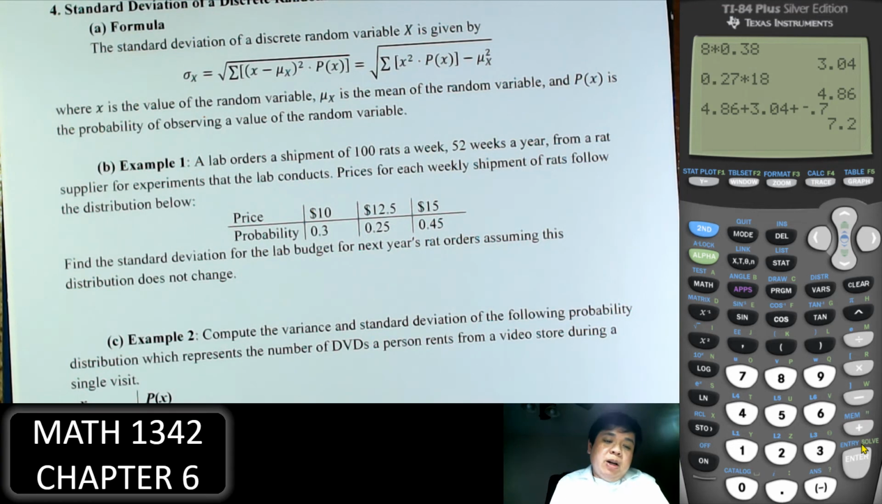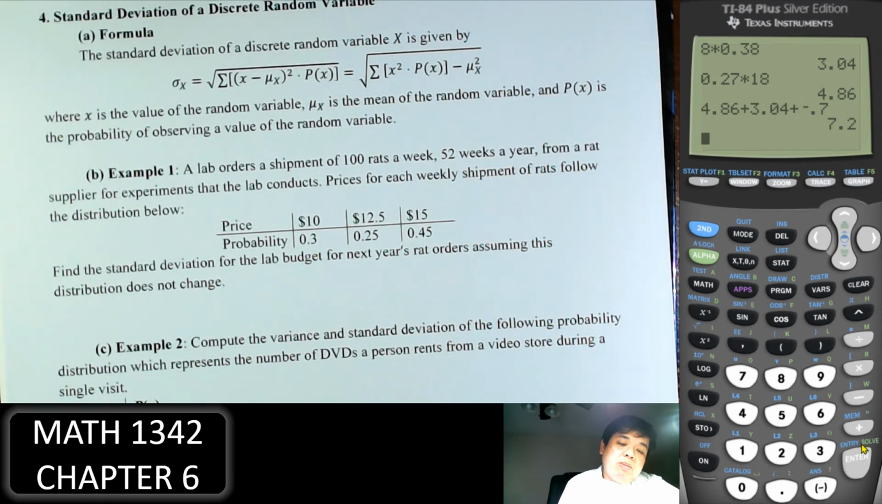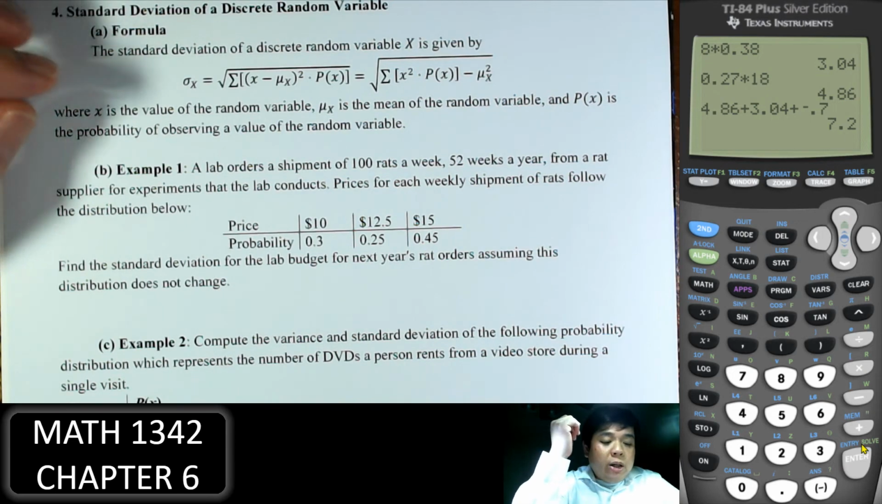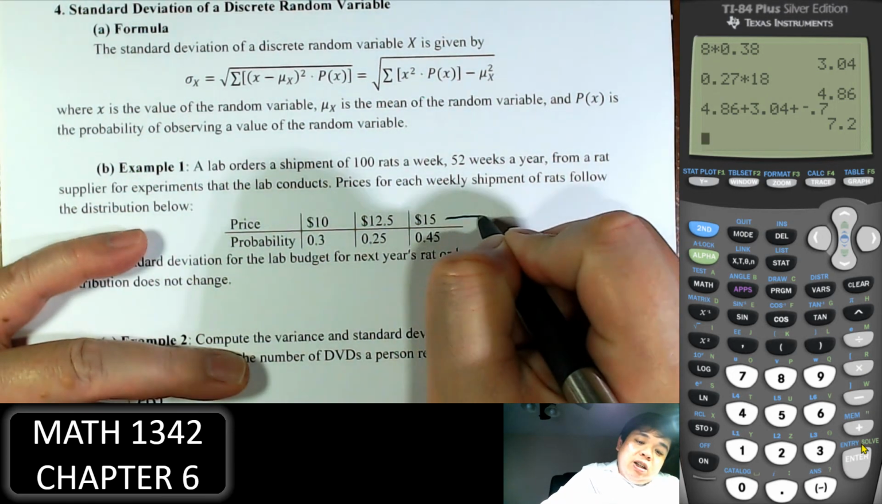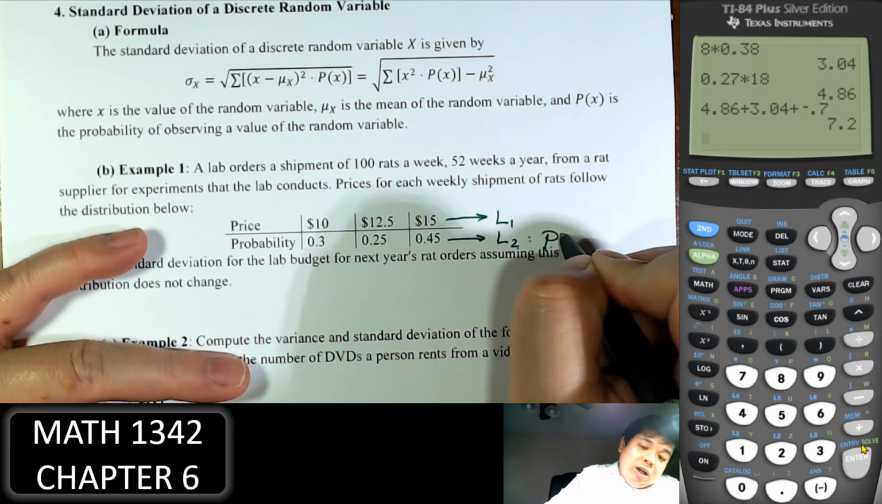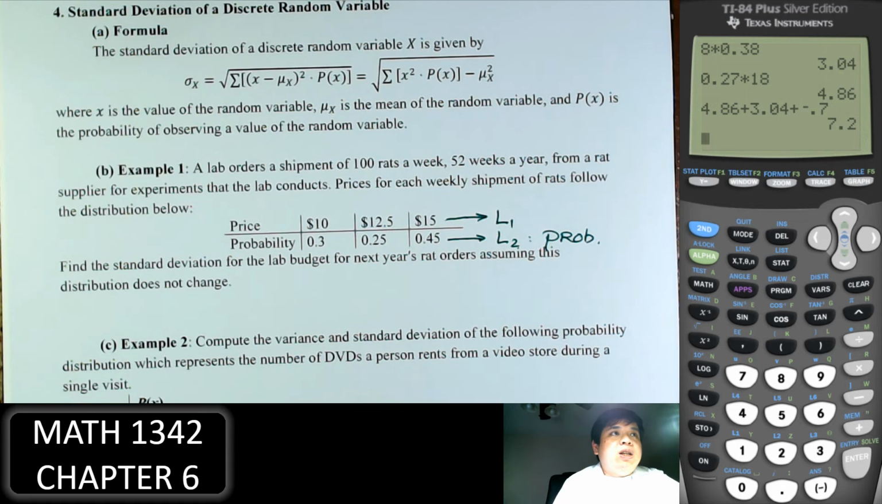A lab orders a shipment of rats, 100 rats a week, 52 weeks a year from a rat supplier. The price for each weekly shipment of rats is given by this. Find the standard deviation for the lab's budget for next year's rat order, assuming this distribution does not change. Alright, so when we look at this, we have to determine which one we put where. If we use a calculator, the values will be list 1, the probability will be list 2. And when we have list 1 and list 2, we can just do one variable statistics of the 2 lists.